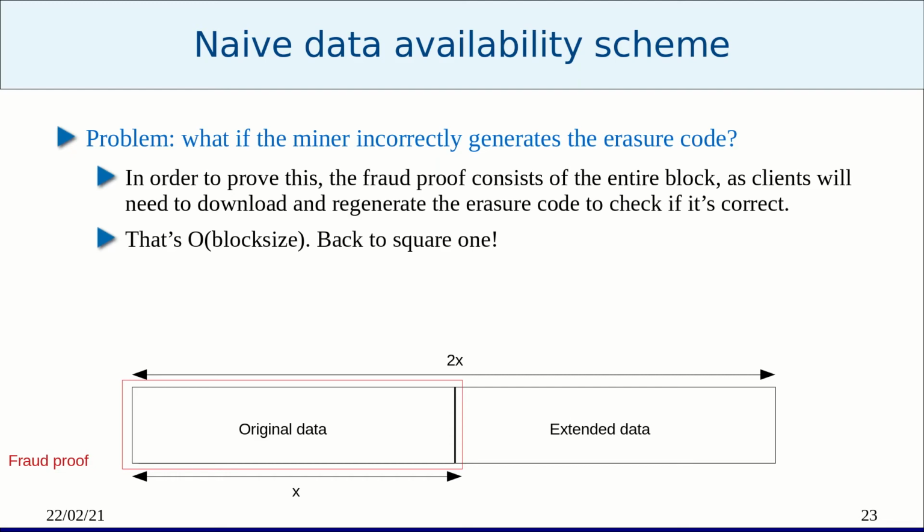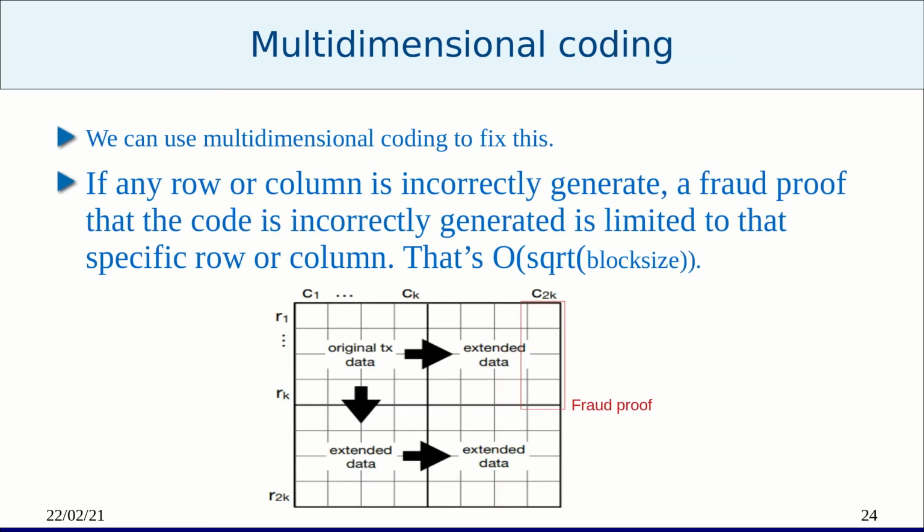And that's basically back to square one, because we're trying to avoid light clients from having to download the entire block, because that requires them to have similar resources to a full node. To fix this problem, we can use multidimensional erasure coding. And in the paper, we use two-dimensional coding.